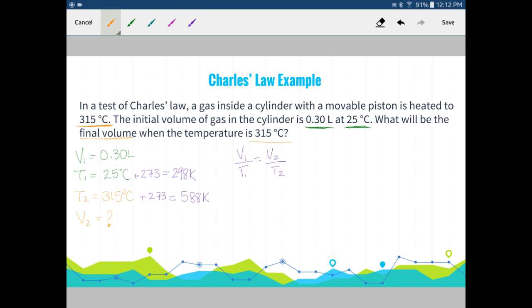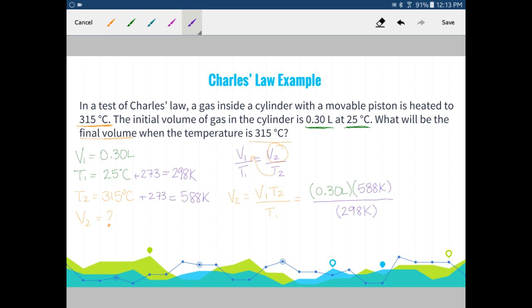Now, again, because I'm solving for my V2, I need to multiply my T2 up. So my rearranged formula is V2 equals V1 times T2 divided by T1. When I plug these into my equation, my V1 is equal to 0.30 liters, times my second temperature, which is 588 kelvins, divided by my T1, which is 298 kelvins.